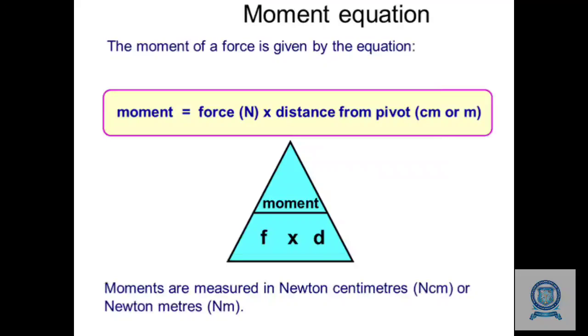Now we are going to write down the equation for moment. As per the definition, the moment of the force is equal to force times perpendicular distance. The perpendicular distance is taken from the line of action of the force to the point about which it is acting. So the moment of a force is equal to force times perpendicular distance. What is the unit of a moment? The unit of force is Newton, and the unit of distance is meter, so the moment unit becomes Newton meter.